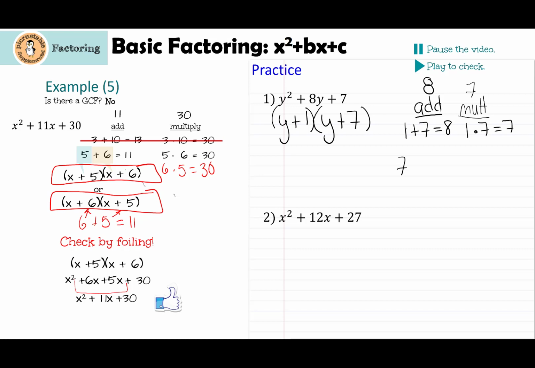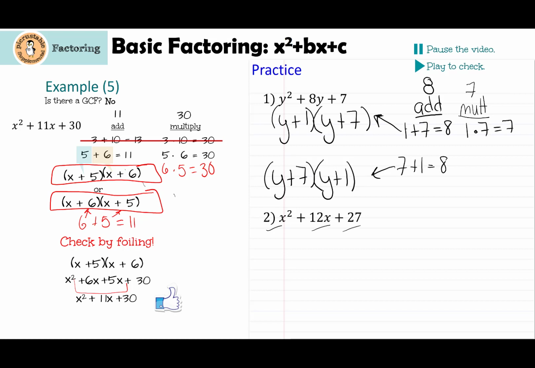Maybe you had 7 plus 1 equals 8. Well, then in that case, you'll have y plus 7 times y plus 1. Remember, it's either or. You're not going to write both of them, just one or the other. Let's look at the second one here. Do I have a greatest common factor here?